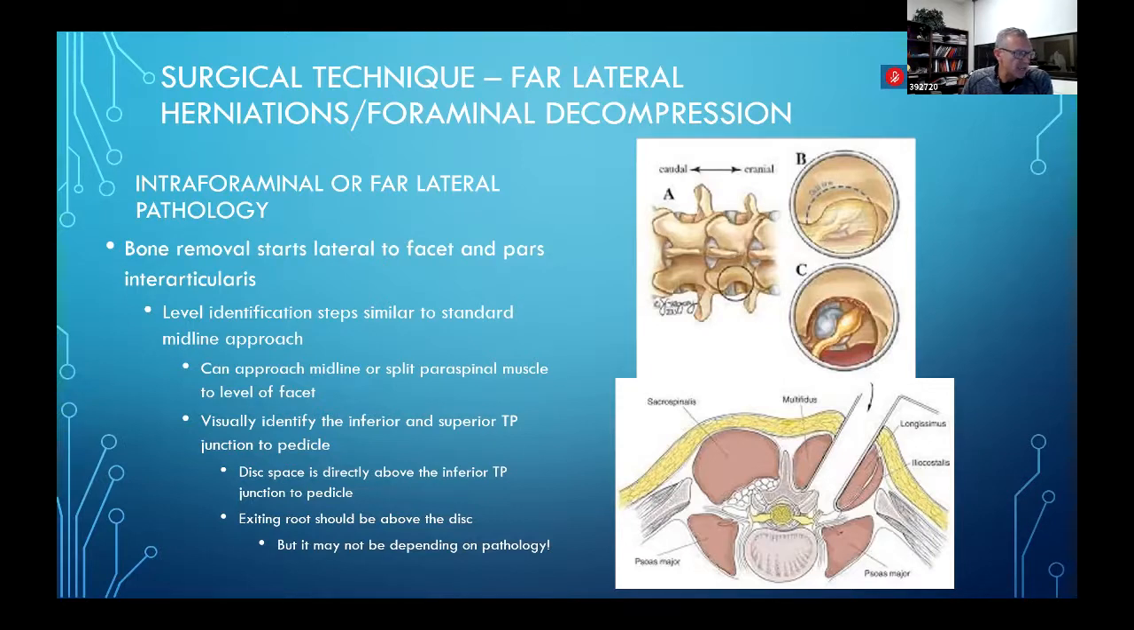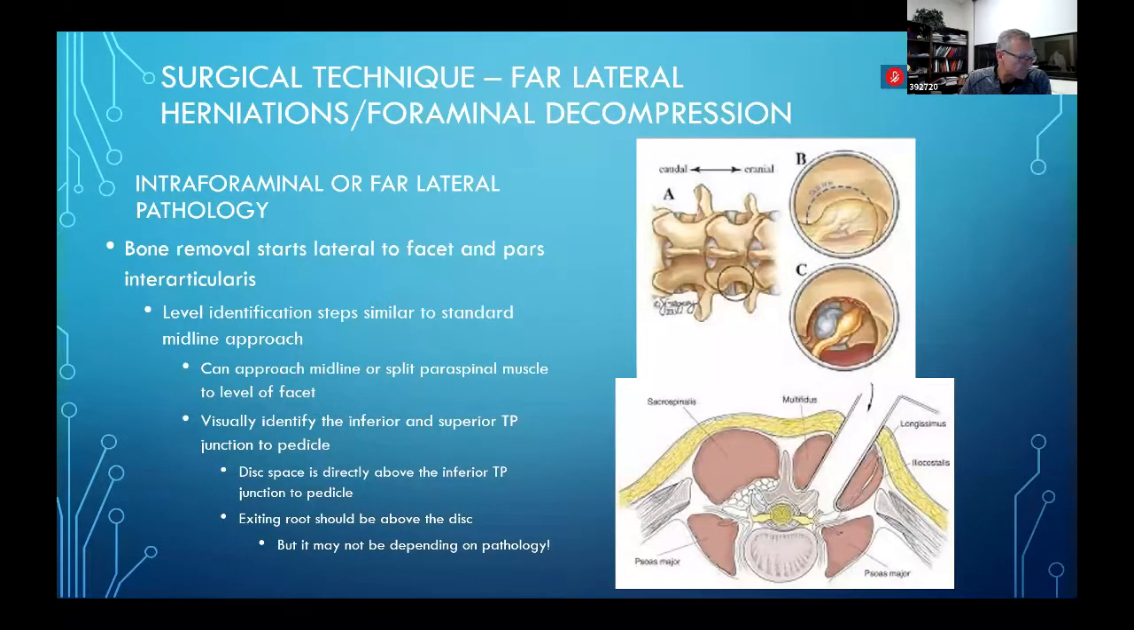When I do these, I like to visualize within my operative field the transverse process insertions of the level above and the level below where I'm working. I want to see where that TP is coming in, particularly at the inferior level. I use the transverse process junction to the pedicle as my reference point for getting to the disc space and adequately, safely decompressing the exiting nerve from inferior to superior. That's why I like to visualize the TP above and below, because it really defines my exiting nerve root space.